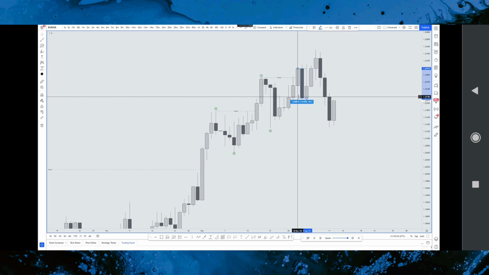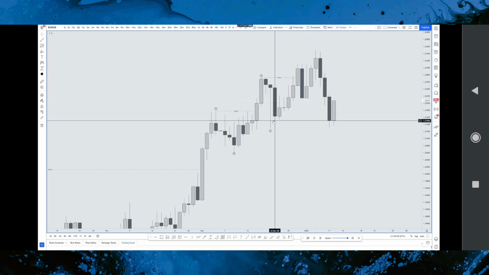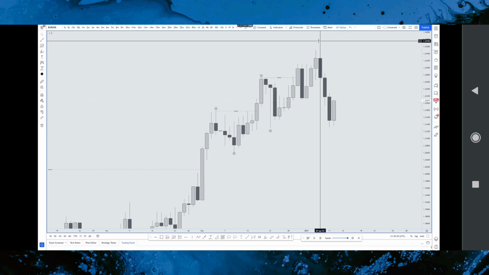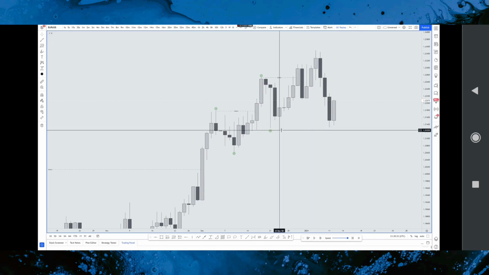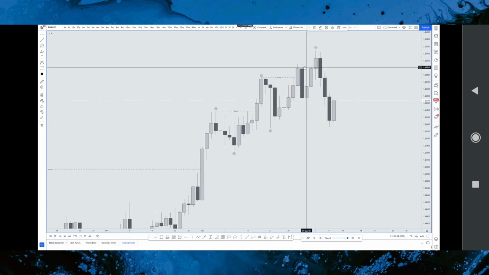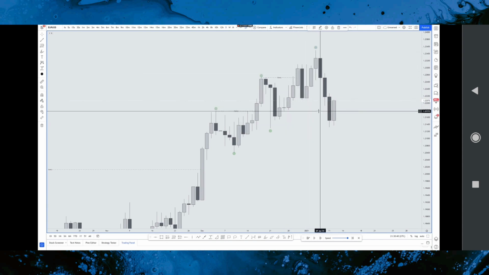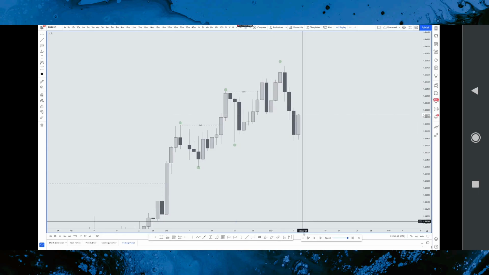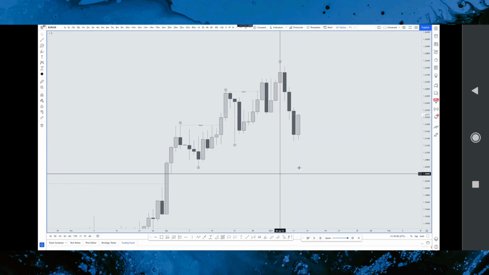So this could be classed as structure, or if you wanted to go from this point to this high, you could class that as structure. What I'm going to do here is just class this as structure. This can be classified structure, it's right on the low end of things, but I won't be classing that as daily structure.